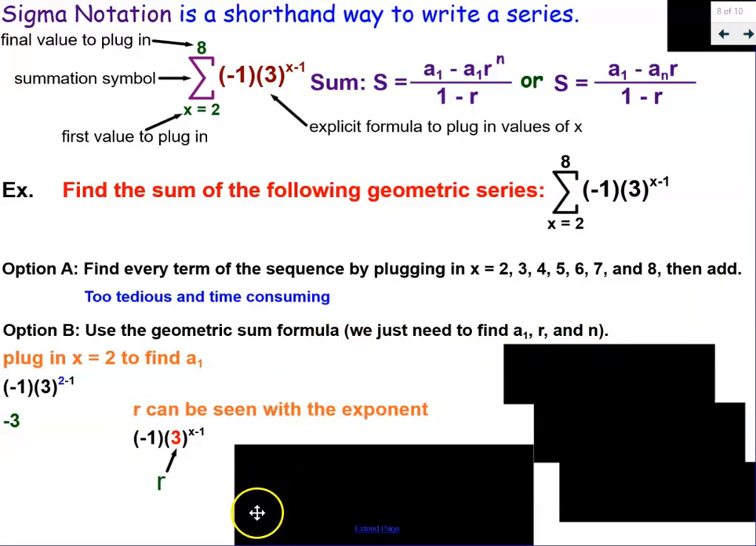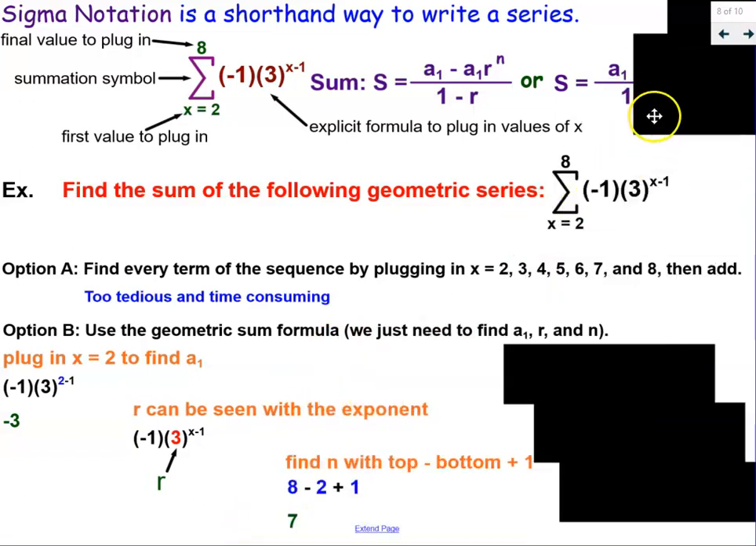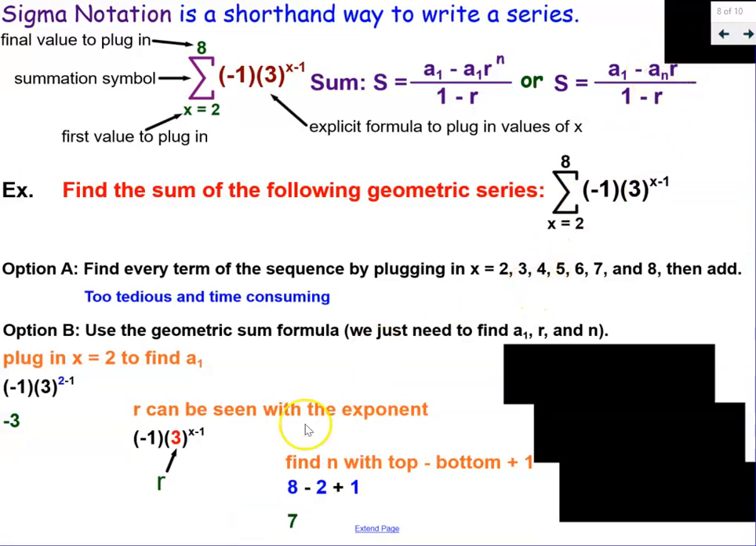And then I need n. If you see sigma notation, n is the easiest to find. You just do top minus bottom plus 1. So this 8 minus this 2 plus 1. So 8 minus 2 is 6 plus 1 is 7. There are 7 terms here. Because really, if I plug in 2, 3, 4, 5, 6, 7, 8, that's 7 different things I plug in. There's 7 different numbers.